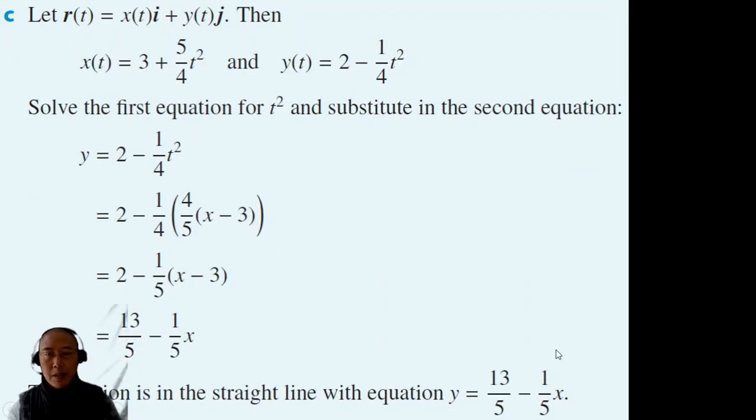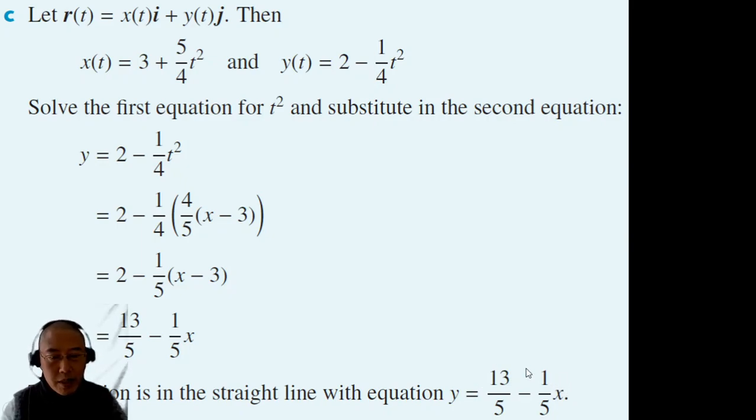So for part C, what we notice is they have a t squared in common. So we rearrange the first equation to make t squared the subject, and we're going to substitute that into the second equation. So here's the second equation. That t squared is replaced by the expression coming from the first equation in terms of x. We expand the brackets and rearrange it, and you can see it's an equation of a straight line.